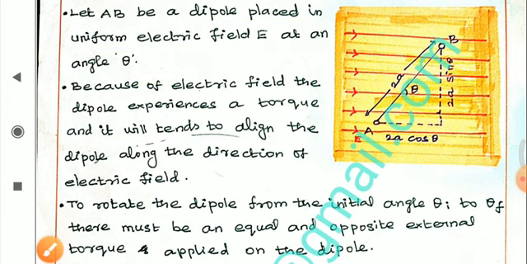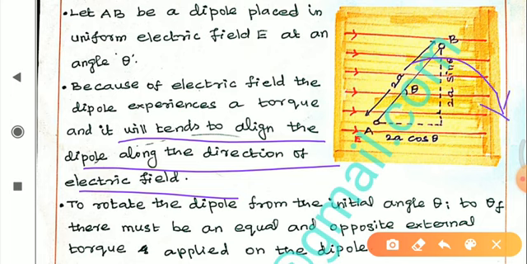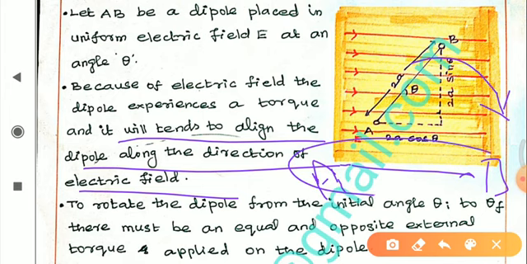Then in which direction will the torque act? It is a one mark question. It will tend to align the dipole along the direction of the electric field. So this electric dipole will try to align along this direction. That means this is B, this is the point A. So the electric dipole will tend to set itself along the direction of the electric field.